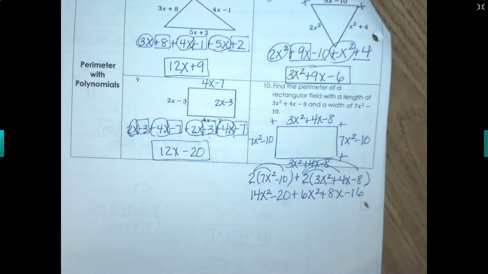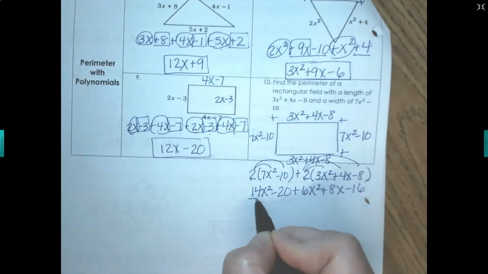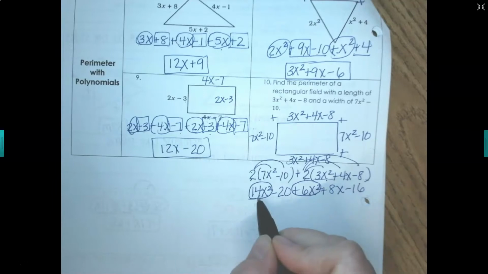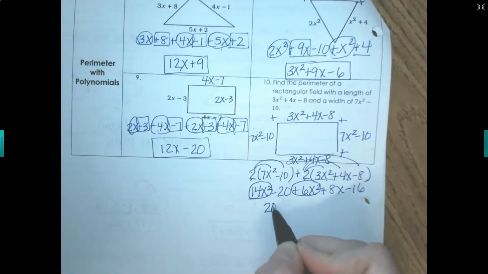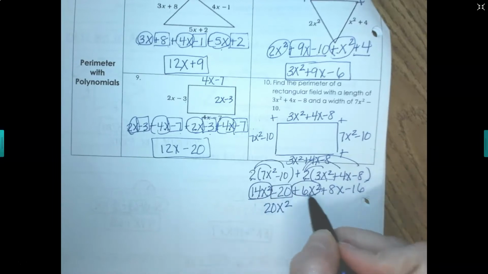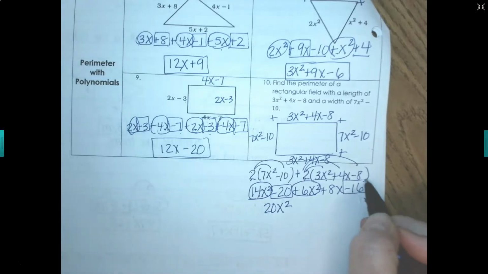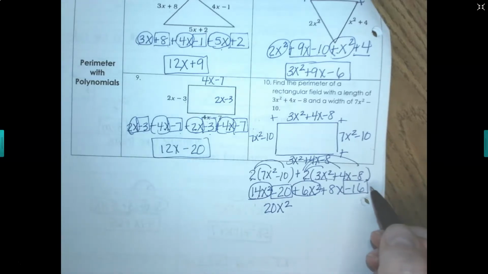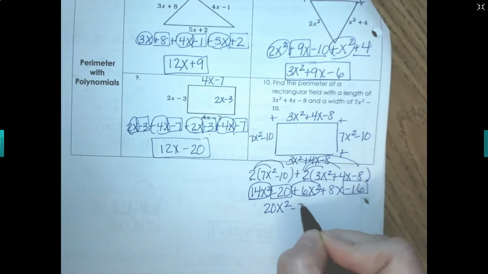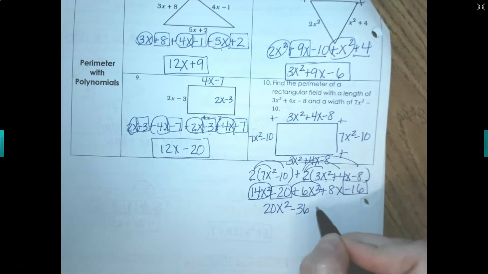Now, we're not done. Remember, you have to combine like terms and write in standard form. We just finally got it in a way that we could do it easily. So we have 14x squared. I'm looking for any other x squared terms, and that's it. So 14x squared plus 6x squared is 20x squared. I got a negative 20 and a negative 16. So I have negative 20 and negative 16 is negative 36. And then I have a positive 8x.